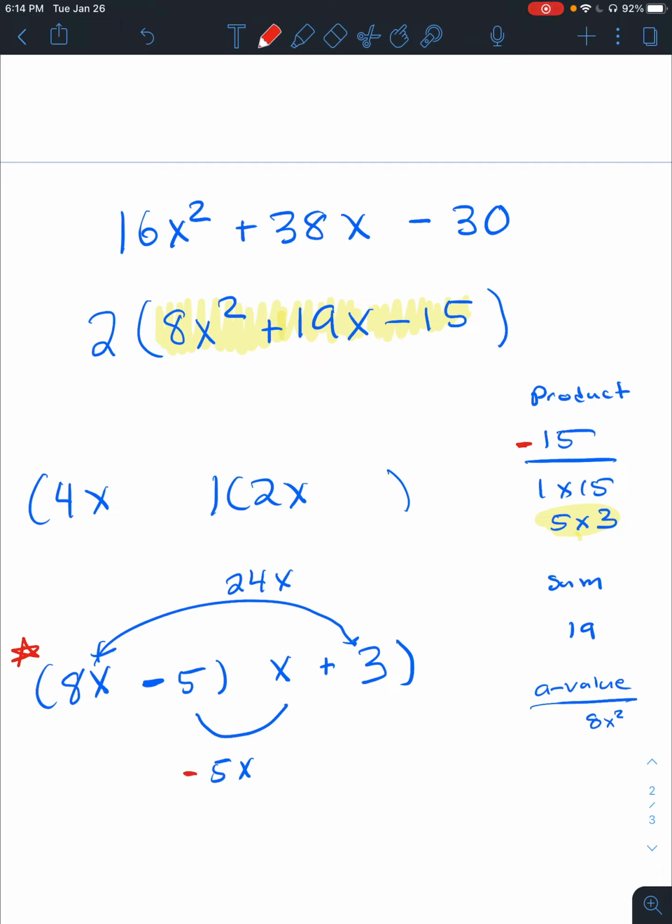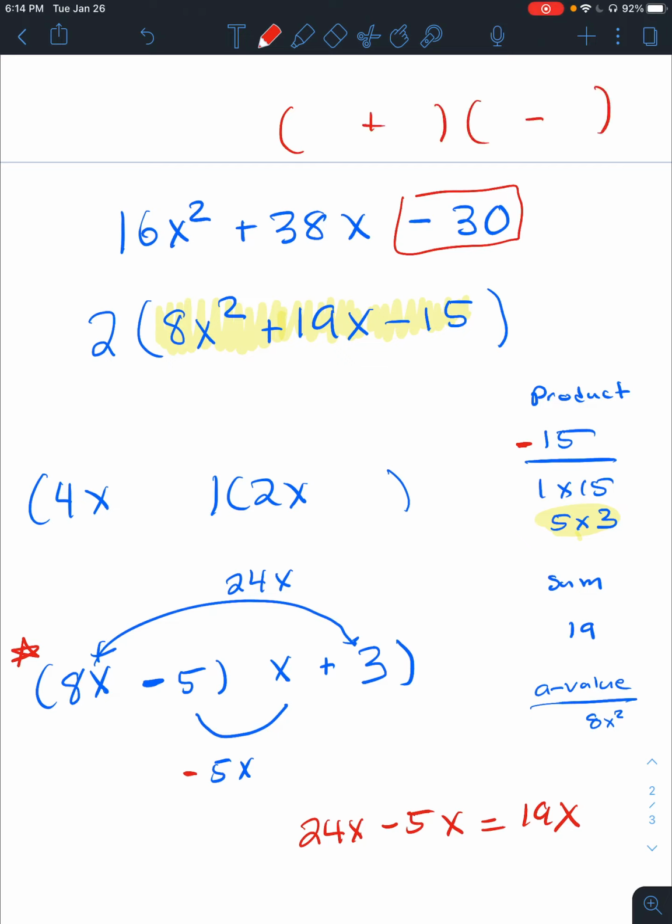And if you put a negative there, you get 24x minus 5x, which does give you 19x. So this one does work. One improvement I should have mentioned when I'm doing this process is I should have asked myself about the signs. Because our product was negative, I know it has to be a plus and a minus in some type of order. So that's just one thing I would like to add.